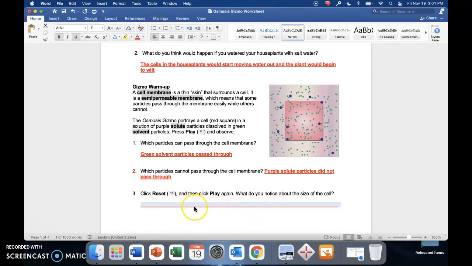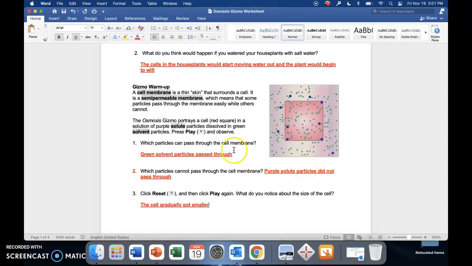Okay, so what do you notice happened to the cell? The cell gradually shrunk. So let's just put got smaller.